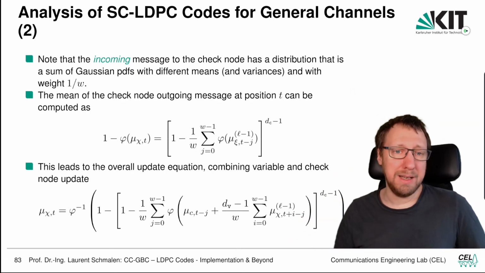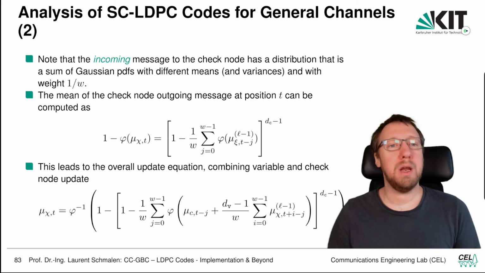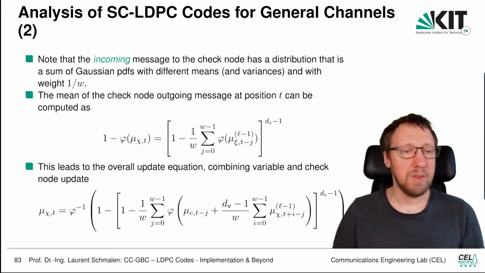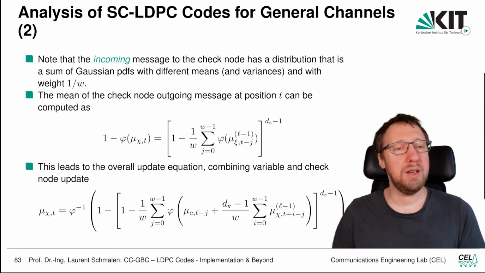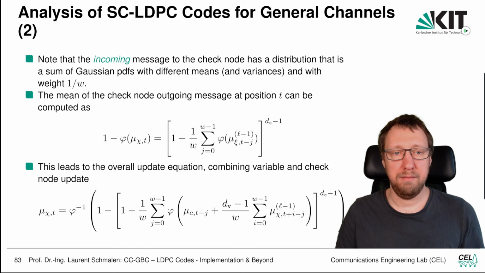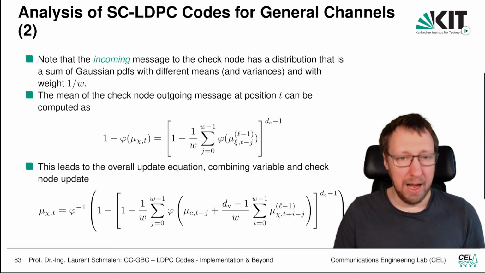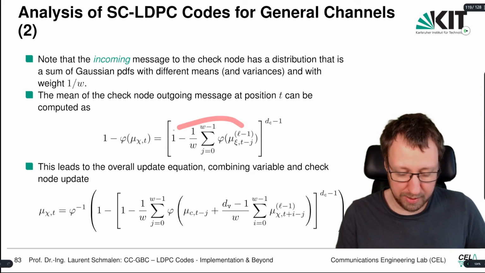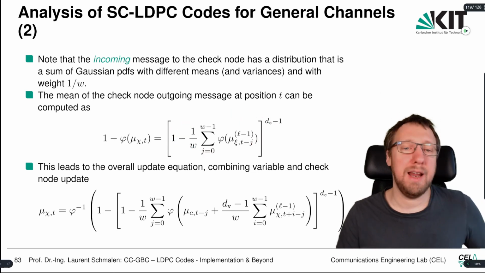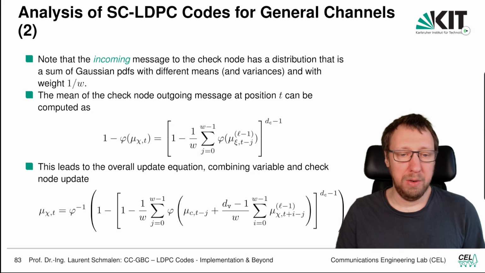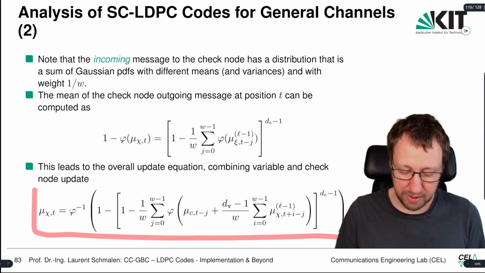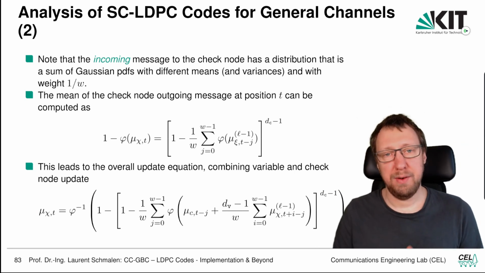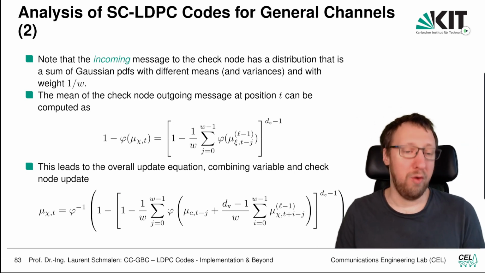Now we can look at the check node message. It's a little bit more complicated because the incoming message is a sum of Gaussian PDFs, so we essentially have a Gaussian mixture going into the check node. We can, however, calculate the mean of the check node outgoing message by using these expressions, and then we can finally formulate an overall update equation given by this. So this is involved, but essentially everything is very similar to what we did before.